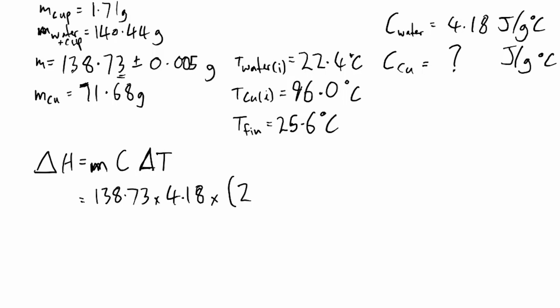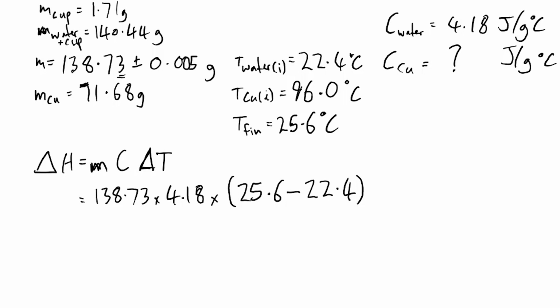Let's consider that when something gains heat, it's a positive number, and when something loses heat, it's a negative number. So in this case, the water gained heat. So to do the delta, we'll subtract the smaller from the larger so that we end up with overall a positive number. This is the amount of energy that was gained by the water from the metal. So we'll end up with a negative number for the amount of energy that was lost by the metal.